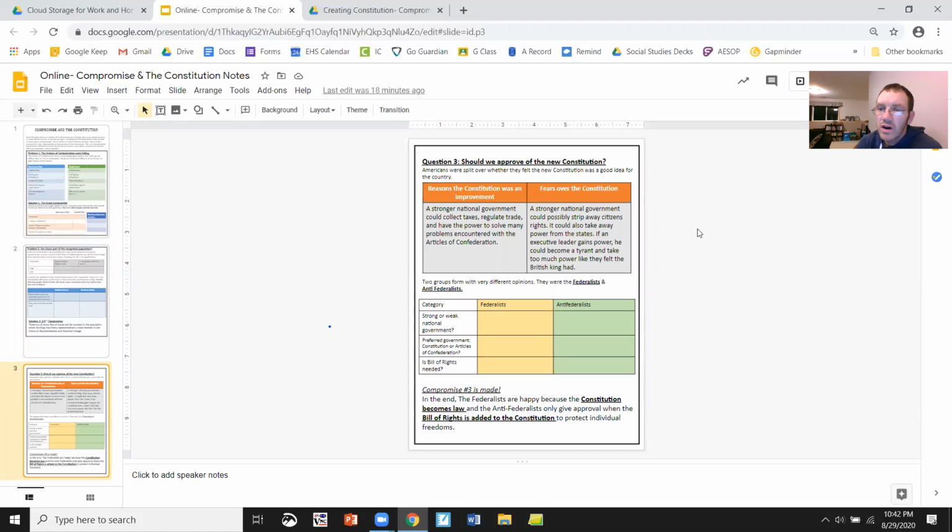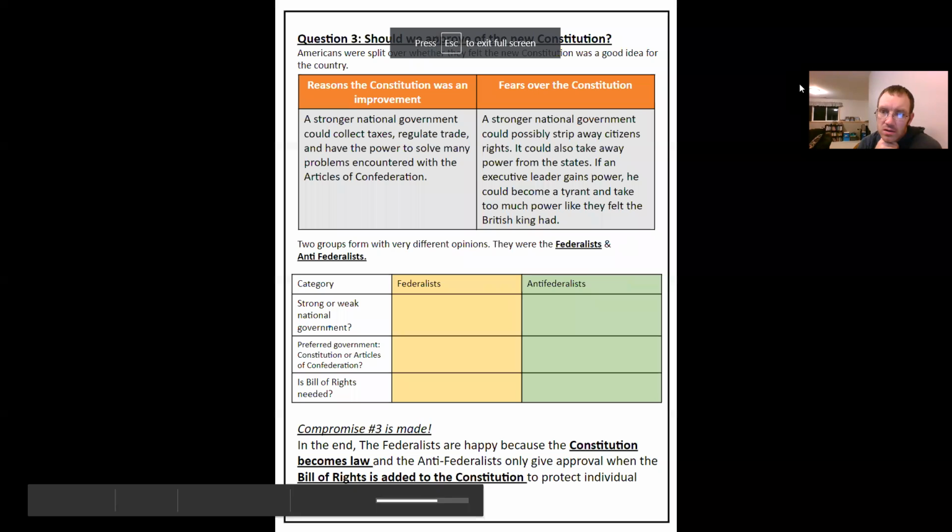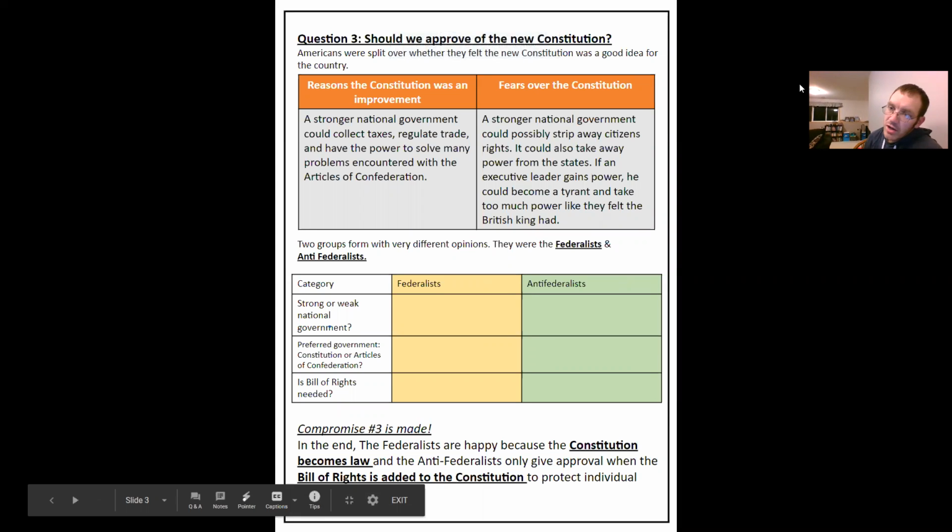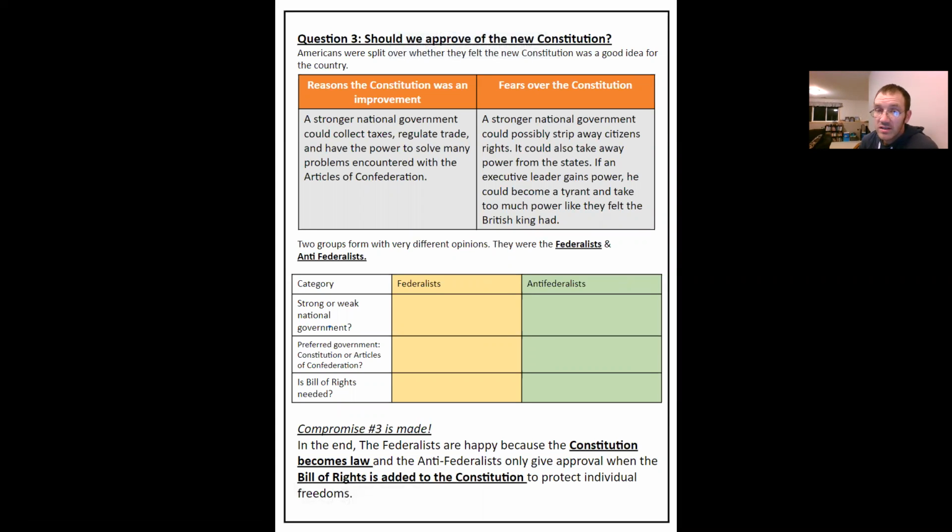Third page. All right. Should we approve of the new Constitution? So now they put out this new Constitution. You've got 3 branches. You're going to have an executive, the president. You're going to have 2 houses. One's based on population. One's based on 2 votes per state. And so now the states have to ratify it.